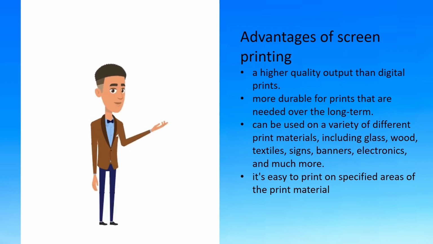Advantages of screen printing: a higher quality output than digital prints, more durable for prints that are needed over a long term, can be used on a variety of different print materials, including glass, wood, textiles, signs, banners, electronics, and much more. It's easy to print on specified areas of the print materials.